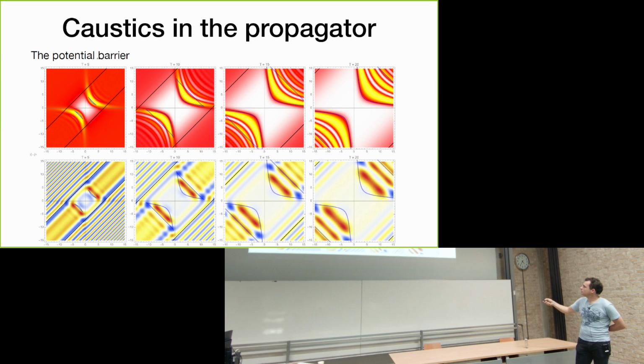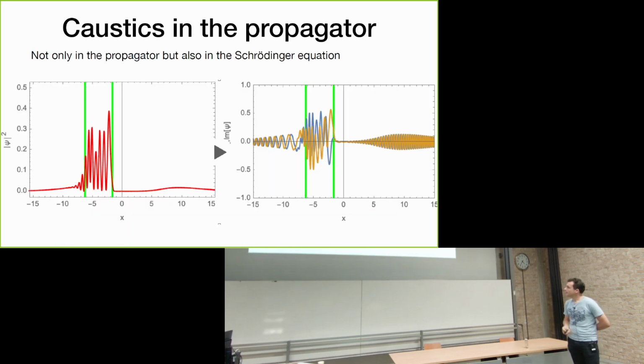So you can see it, for example, here in blue line. And these caustic regions, where you go from 3 solutions to a single solution, indeed order the propagator, which is the path integral we are trying to evaluate. And it's not only in the propagator when you make these plots, but if you actually solve the Schrödinger equation and you bounce a particle off the barrier, you can actually see these 3 solutions.